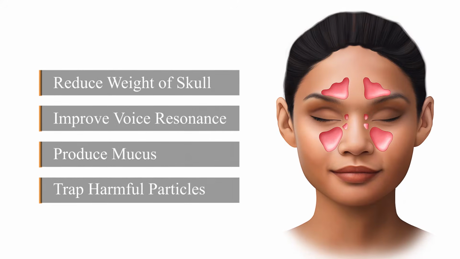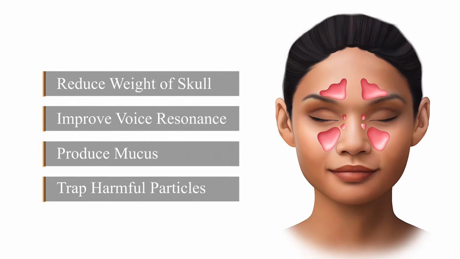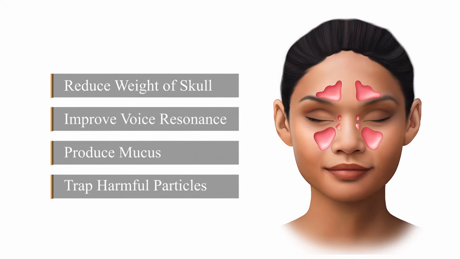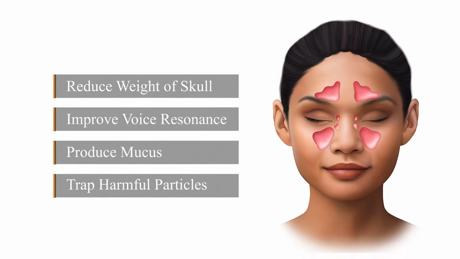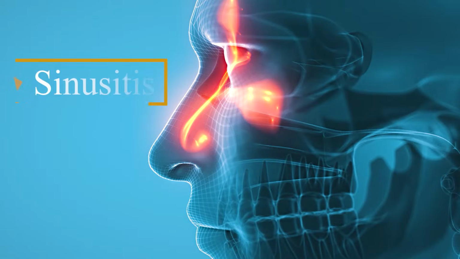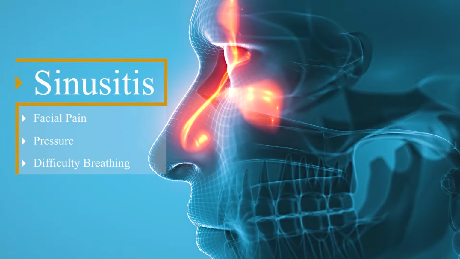These sinuses help reduce the weight of the skull, improve voice resonance, and produce mucus that drains into the nasal cavity. They are lined with the same type of mucous membrane as the nasal cavity, so they also help trap and remove harmful particles. When the sinuses become inflamed due to infection or allergies, it results in a condition called sinusitis, which can cause facial pain, pressure, and difficulty breathing through the nose.